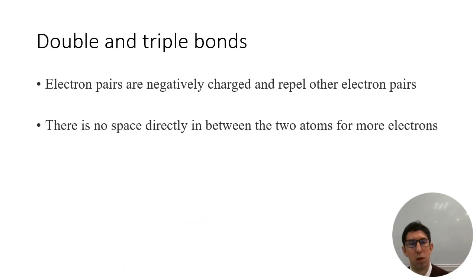But what about double and triple bonds? Well, electrons are negative, right? And electrons repel each other. So there's no space for more electrons to go directly in between the two atoms. So how do double and triple bonds form?